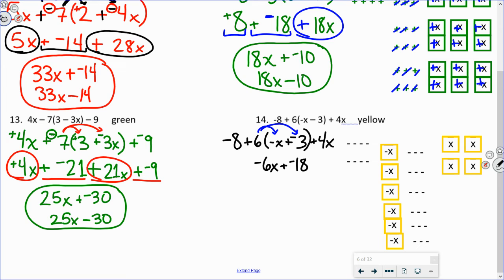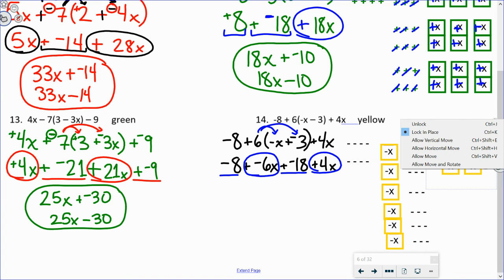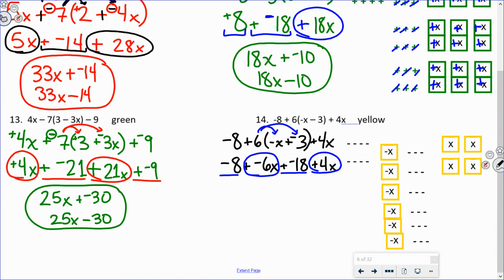We don't have to change them. None of those change to the opposites. We have a 4x off to the side. We have a negative 8 off to the side. I'm going to go ahead and underline my constant terms and circle my variable terms. And if I were to move those next to each other, I bet you would spot some 0 pairs.